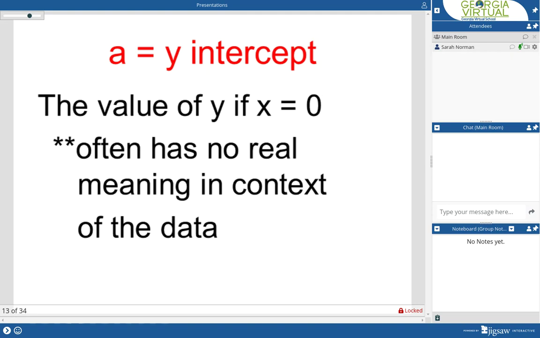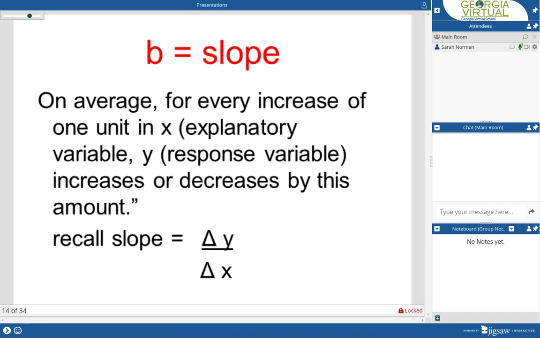The slope is good, of course, but we also need to know exactly where the line needs to be on the graph. So the slope, again, going back to algebra, is for every increase of 1 unit in the x, which is the explanatory variable, the y, the response variable, increases or decreases by this amount. So it's delta y over delta x, or you can say y2 minus y1 over x2 minus x1, or you can say rise over run. Those are all of the ways that we did it in algebra, and you're actually going to do it the same way in statistics when you find the slope.